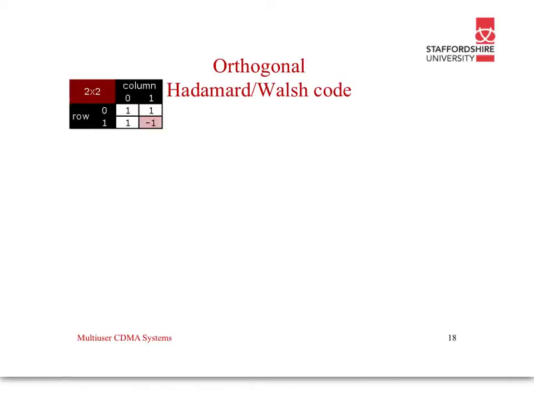So, first of all, the orthogonal code. This is known as the Hadamard-Walsh code. First of all, we have a 2x2 code. So we assign the 2x2 matrix. Then we have 1, 1 on the first row and 1 on the second row, and finally the inverse of 1, so -1 in the bottom right hand position, or column 2, row 2. It's highlighted here. So the spreading gain would be 2, and the number of users would be 2.